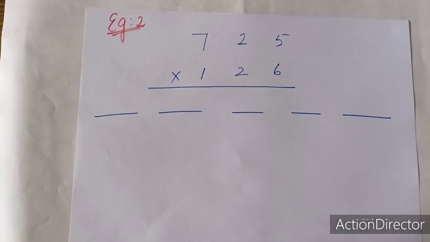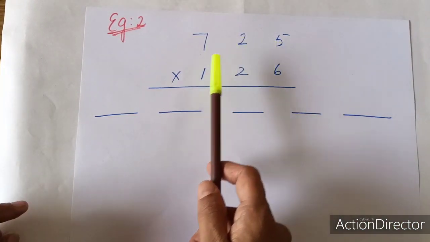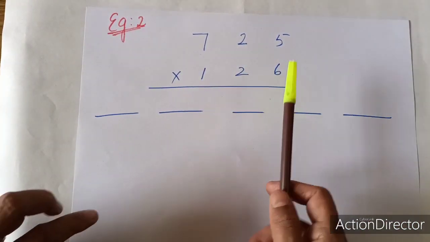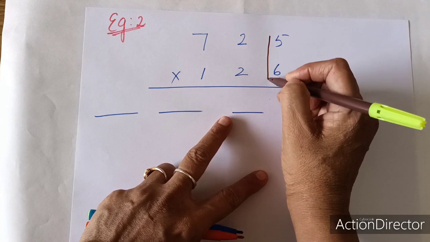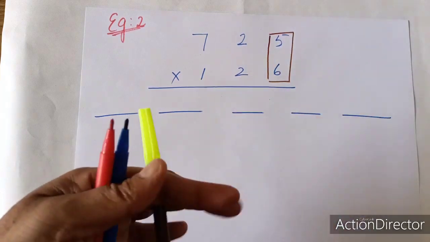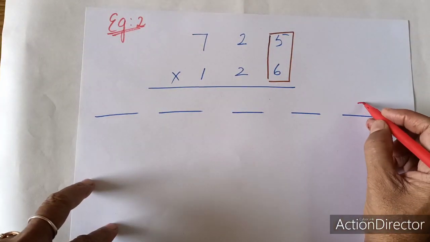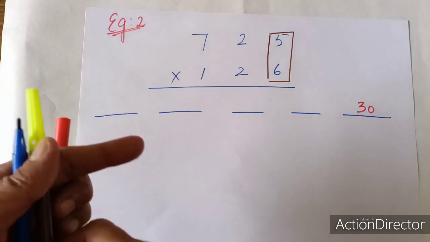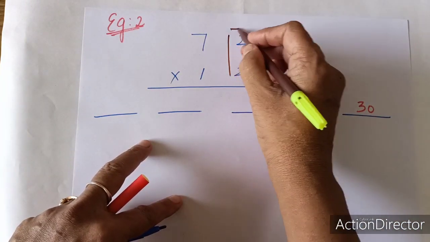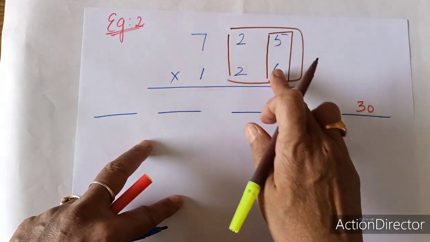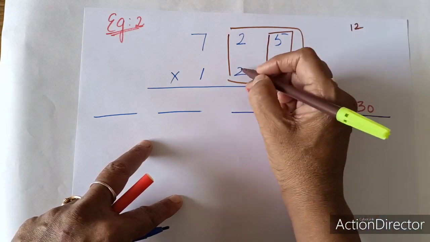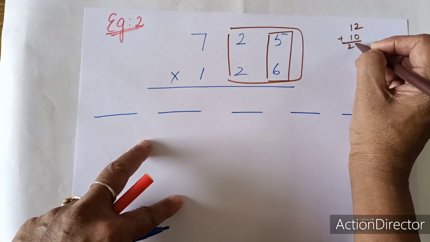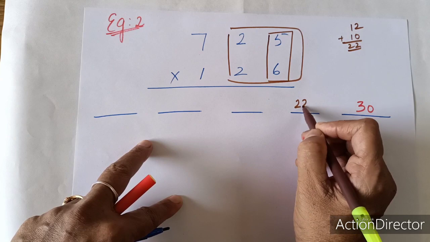So let us move on to the second example so that you can understand it very clearly. So now let us start with the number 725 multiplied by 126. First step I am going to do 5 6s are 30. So now I'll write it in the last column, 30. Next we will do these 4 numbers. 2 6s are 12 plus 5 2s are 10. So it is 22. So I'll write 22 over here.